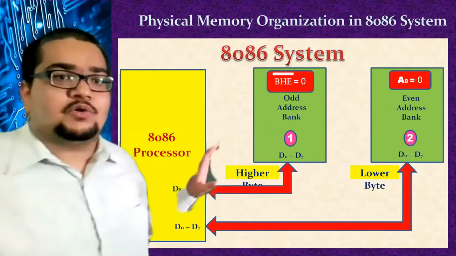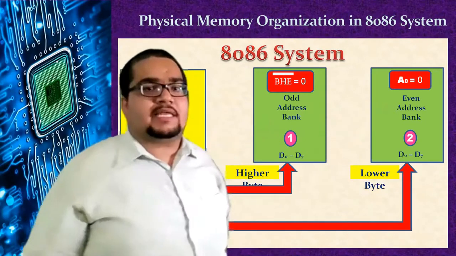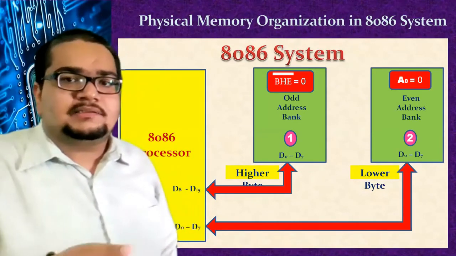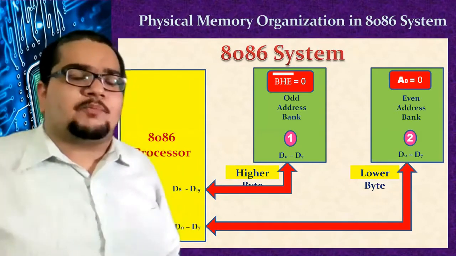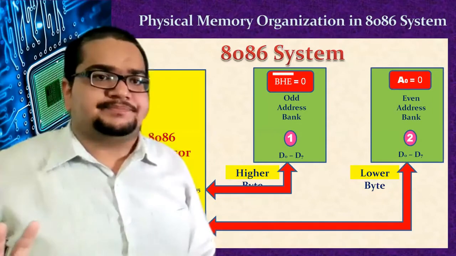We are using the A0 line for activating that chip. For chip select of this, we are using the A0 line. Whenever A0 is 0, automatically that bank will get activated. Activated means you will have a possibility of accessing the data between that memory bank and the processor.